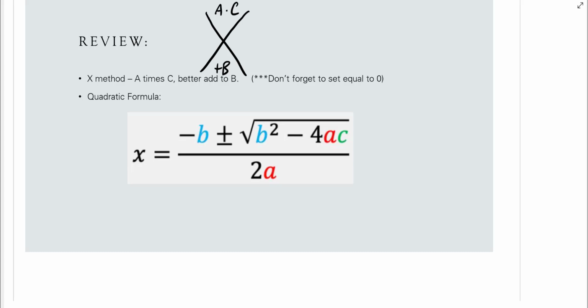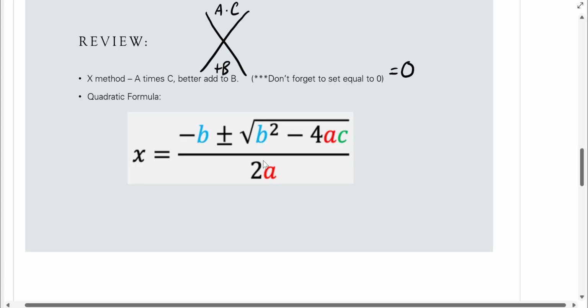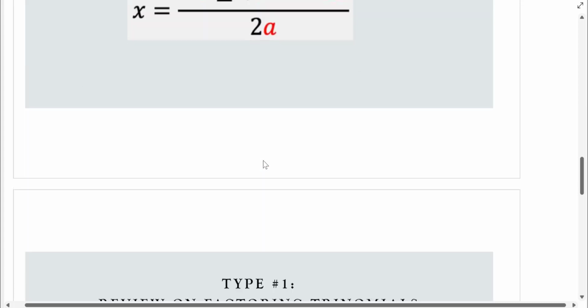Now, a, b, and c are the coefficients in the quadratic. And the other thing you need to remember is to not forget to set it equal to 0. Below we have the quadratic formula, which you learned in the previous target, 4.2. The formula is negative b plus or minus the square root of b squared minus 4ac all over 2a. Again, you substitute a, b, and c in because those are the coefficients in the quadratic.